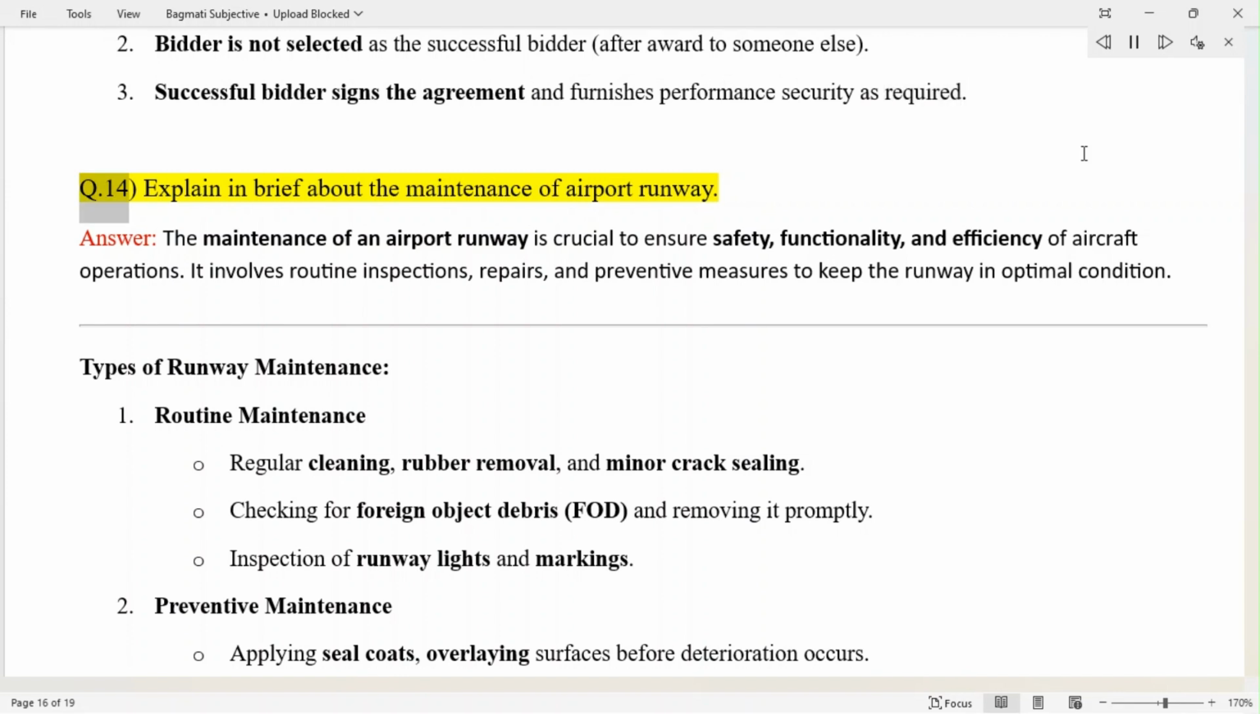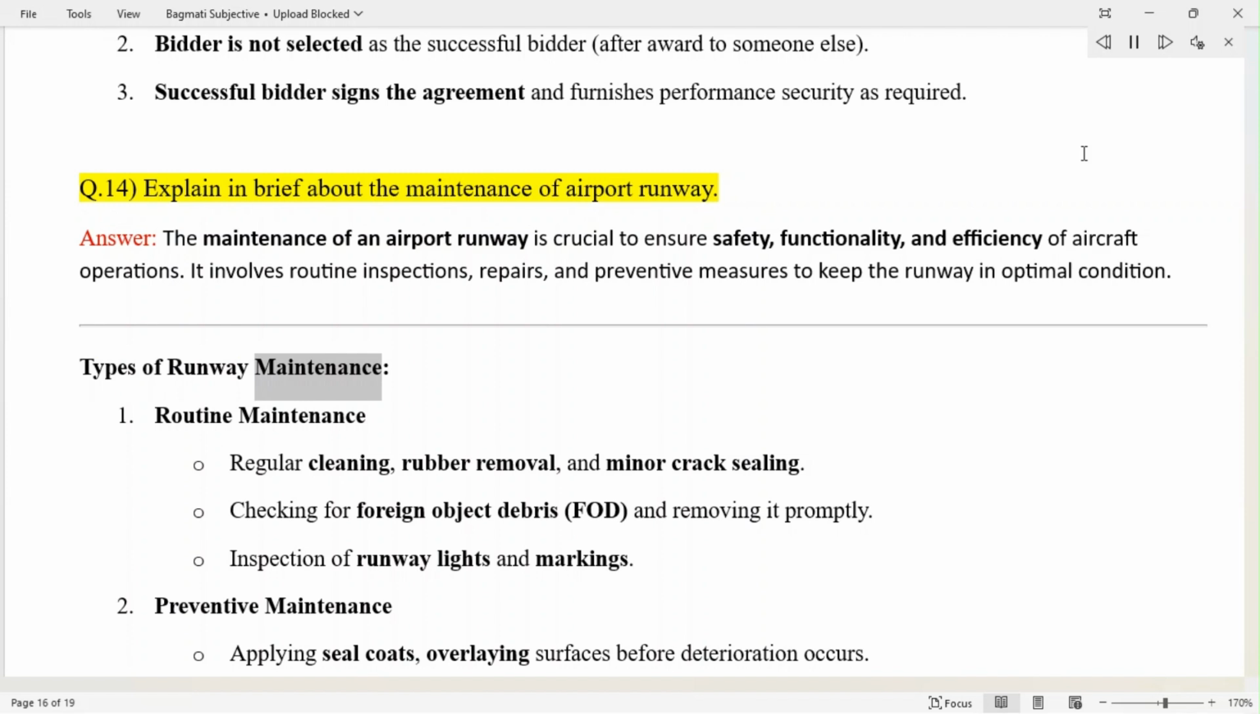14. Question: explain in brief about the maintenance of airport runway. Answer: the maintenance of an airport runway is crucial to ensure safety, functionality, and efficiency of aircraft operations. It involves routine inspections, repairs, and preventive measures to keep the runway in optimal condition.